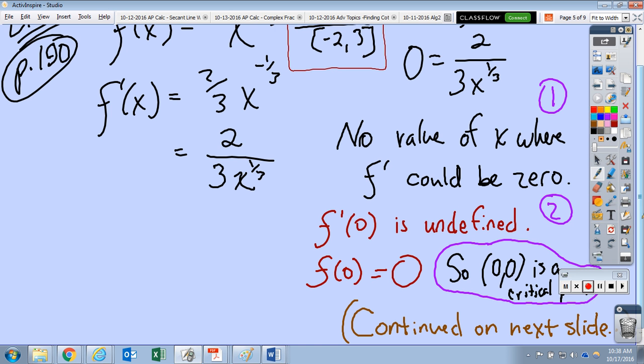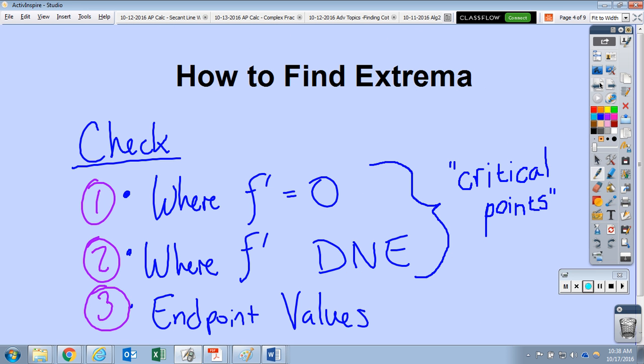So when it's undefined, or when it equals 0, those are the critical points? Critical points are the first 2. Critical points are where f prime equals 0 or where f prime does not exist. Yeah, those are critical points. Can they also be the maximum or minimum? Oh wait, never mind.